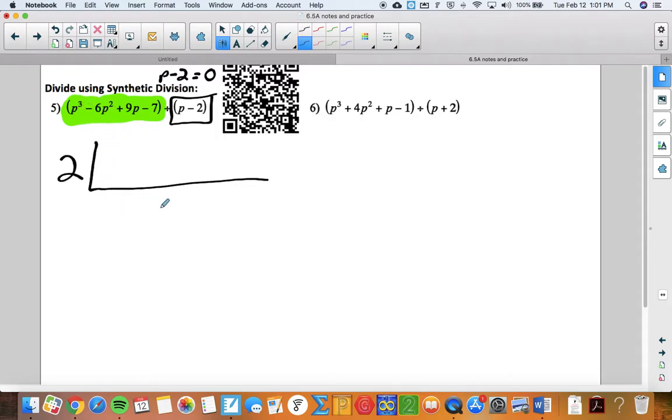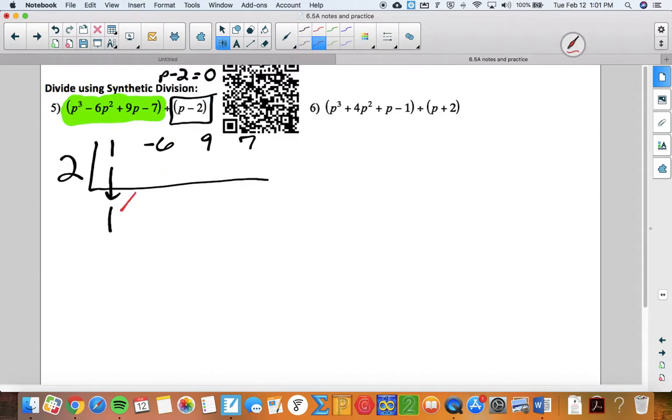So remember our synthetic substitution, the box goes this way, our polynomial goes up here, the coefficients go up there. Remember, if you're missing a term, this is in standard form and we're not missing a term, the degree goes 3, 2, this is a degree 1, this is a degree 0, we're not missing a term. But if we were, we would have to put down a 0 for the coefficient. So I just took the 4 coefficients and wrote them down in order.